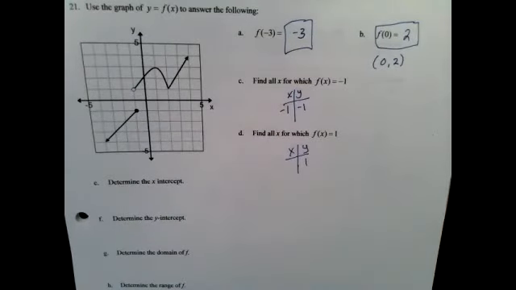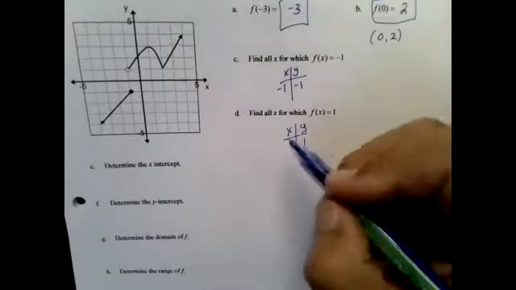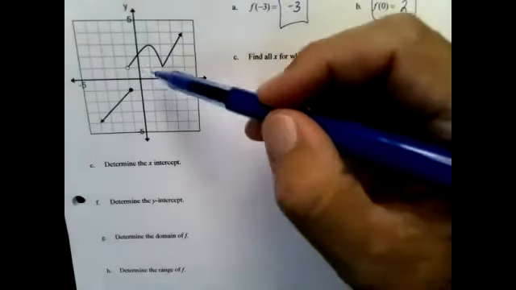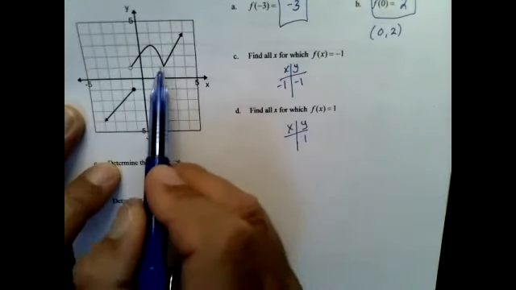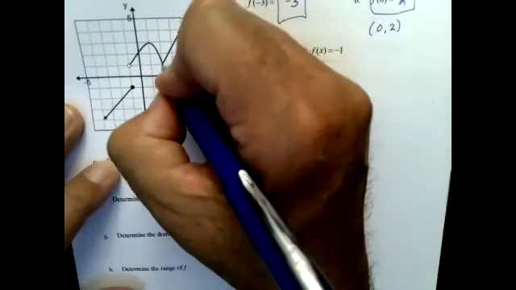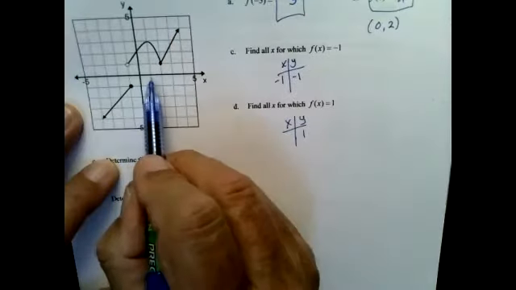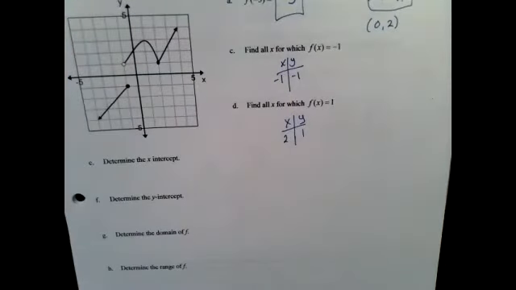For which X has a Y value of +1? Well, I'm looking for a Y value of 1. That's here. Here's my Y value of 1. I've come over to 2. That was a little confusing, yeah.